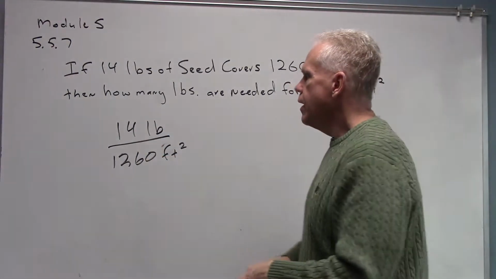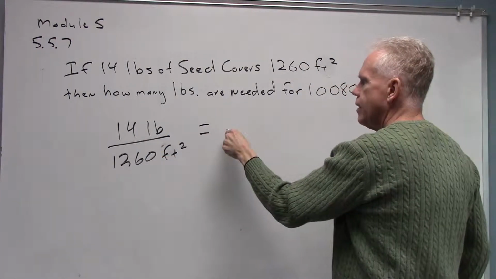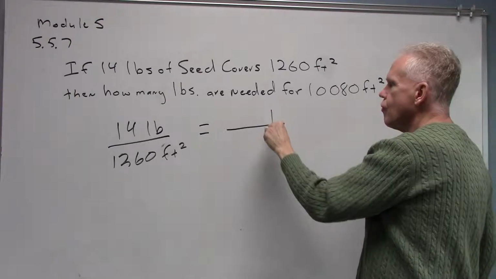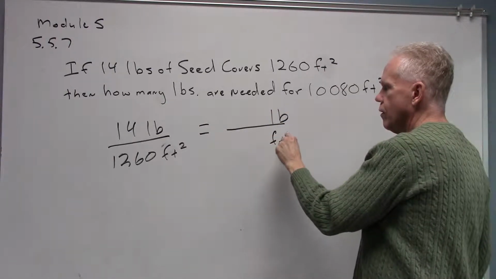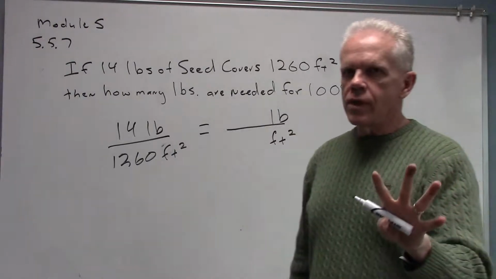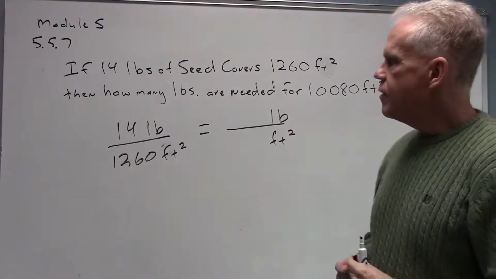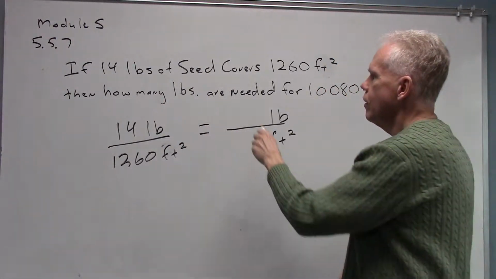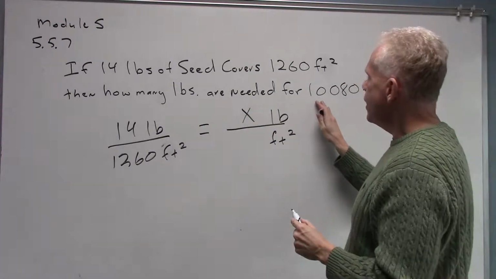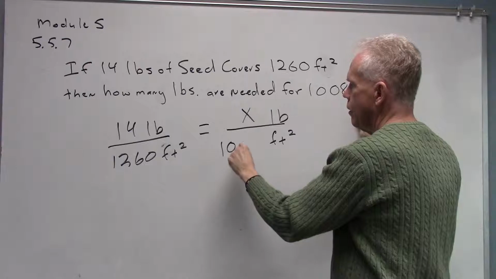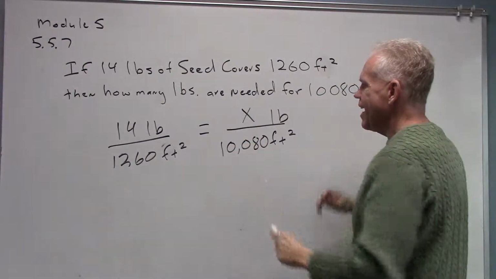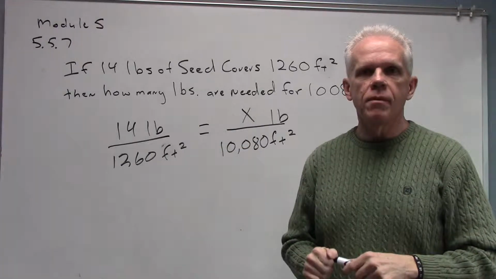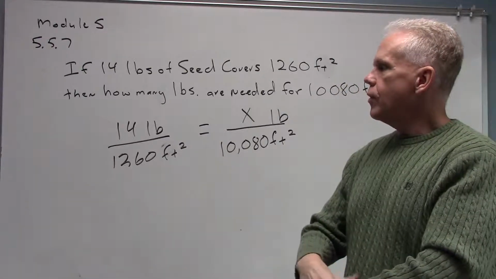Okay, that's our rate. Now we're going to come over and set up a proportion, and in the other side of our proportion we're going to have another rate. It's really important that we match straight across with the same units. And once we get that set up, this problem becomes very, very simple. So the question then is, in the second rate, how many pounds, so that's my unknown, my x, are needed for 10,080 square feet? And so you can see now we've got a nice proportion set up here that's really pretty cool and pretty easy to work with.